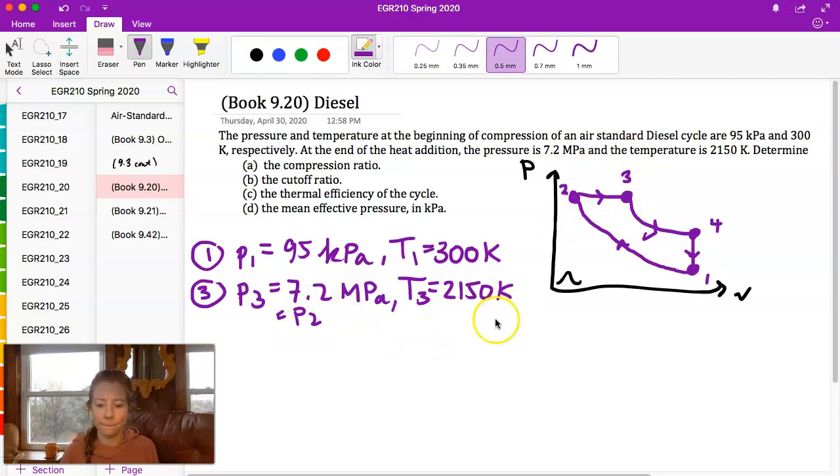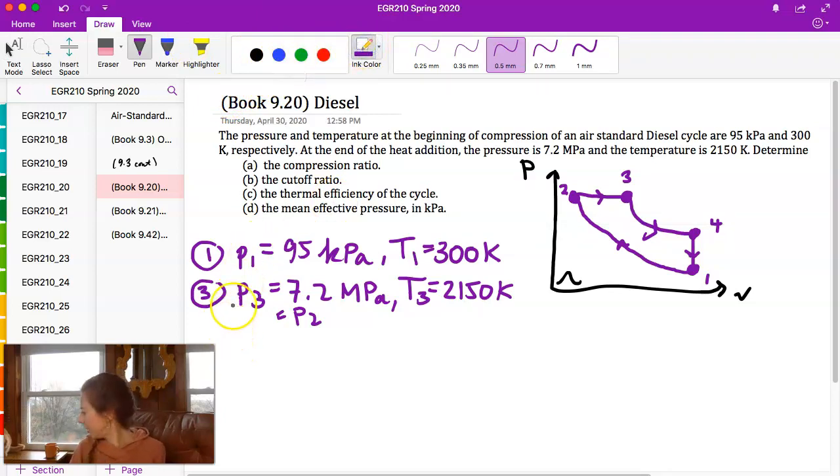All right, so now we want to find the compression ratio. That's our r, and we can get that from V1 over V2. The cutoff ratio is defined as V3 over V2, where we have this constant pressure process, and that's going to be the same as T3 over T2, another way we can find that. We know what thermal efficiency is, and we know what mean effective pressure is. So let's go ahead and continue fixing our states.